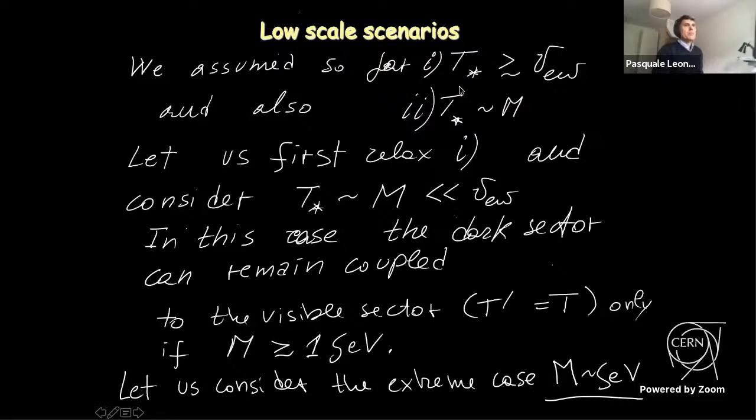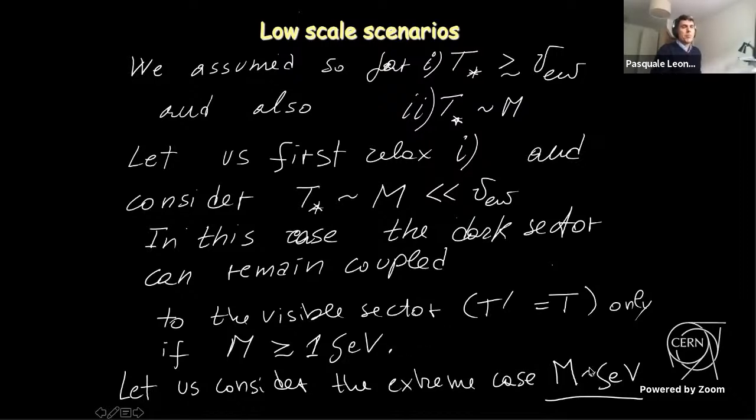So far I was assuming that T star was larger than the electron scale and that the phase transition scale was coinciding with the seesaw scale. So the seesaw neutrinos get a mass at the phase transition. If I relax the phase transition, I can lower the scale, but still keeping this assumption, I can lower the seesaw scale to the GeV. Still, you can show that the right-handed neutrino will thermalize prior to the phase transition.